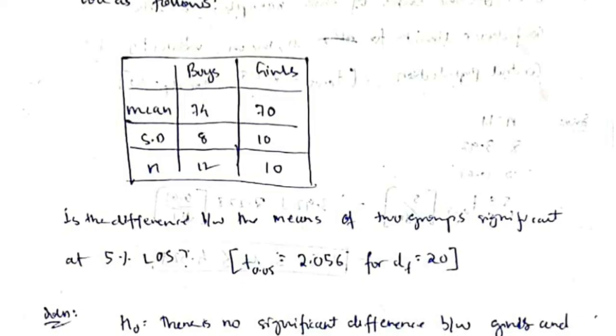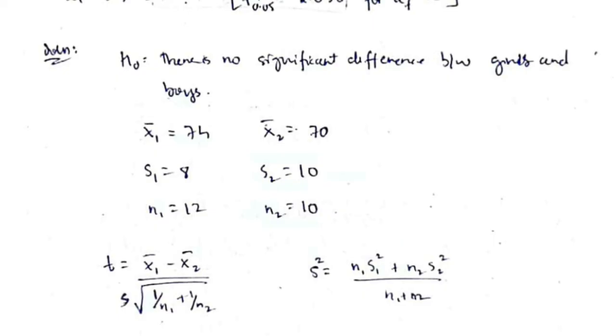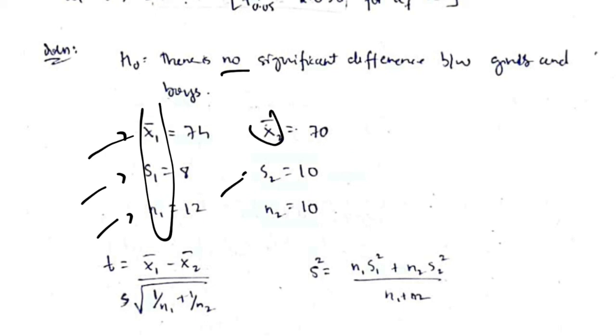Here what we have to find out is whether the difference of the means of the two groups is significant at 5% LOS. 5% means 1.96. Okay, we have been given the t and df value. Here first we will write the hypothesis, there is no significant difference, and then we will write down what's given: x1 bar, s1 and n1. Okay, like that, x2 bar, s2 and n2.